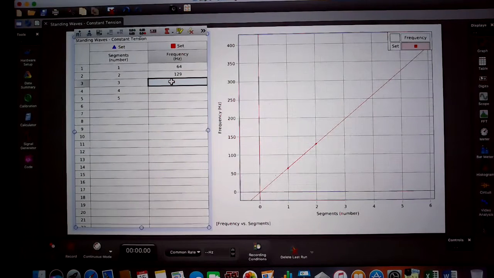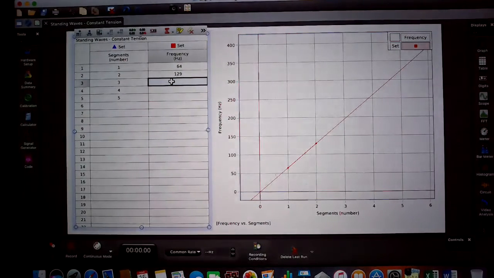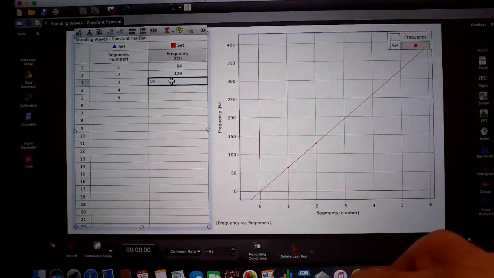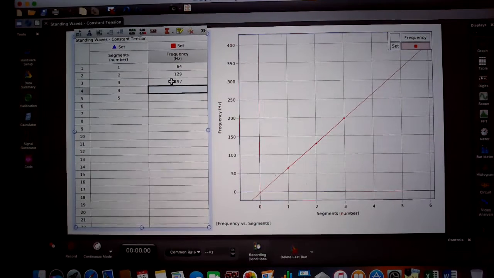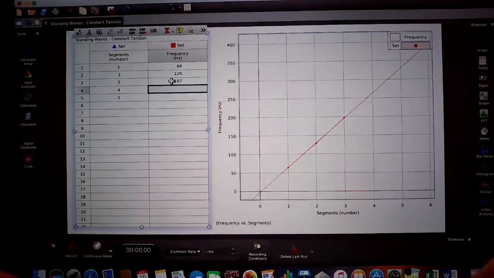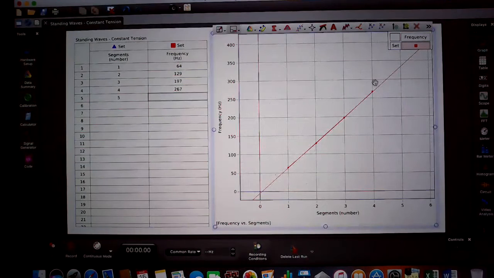We put in the third point. You can actually do a segment 0 and use 0 hertz, but I'm not going to do that for this one. So 197 hertz was the n equals 3. Again, pretty strong response. But the n equals 4 and the n equals 5 were the tough ones to see. So we'll see how they line up. So 267, not bad. There's our n equals 4 right there. So 1, 2, 3, 4. And the last one, n equals 5, was 337.